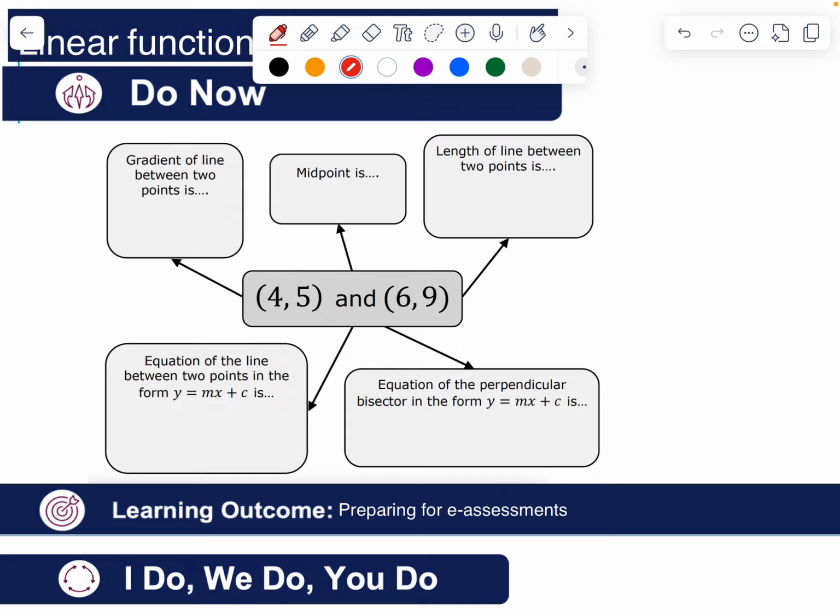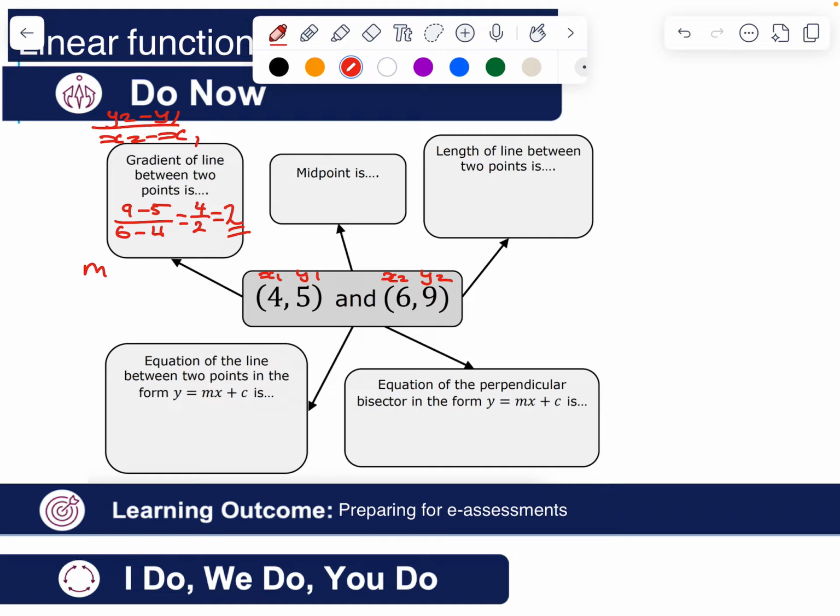Right, the formulas can be found in the chat, but for gradient, we need to do y2 minus y1 over x2 minus x1. Okay, so what are we going to do with this? So this is x1, y1, x2, y2. So we're going to use these two coordinates for all these questions. So the gradient here then is going to be 9 subtract 5, all over 6 subtract 4. That's going to get you 4 and then 2. So 4 divided by 2 is 2.